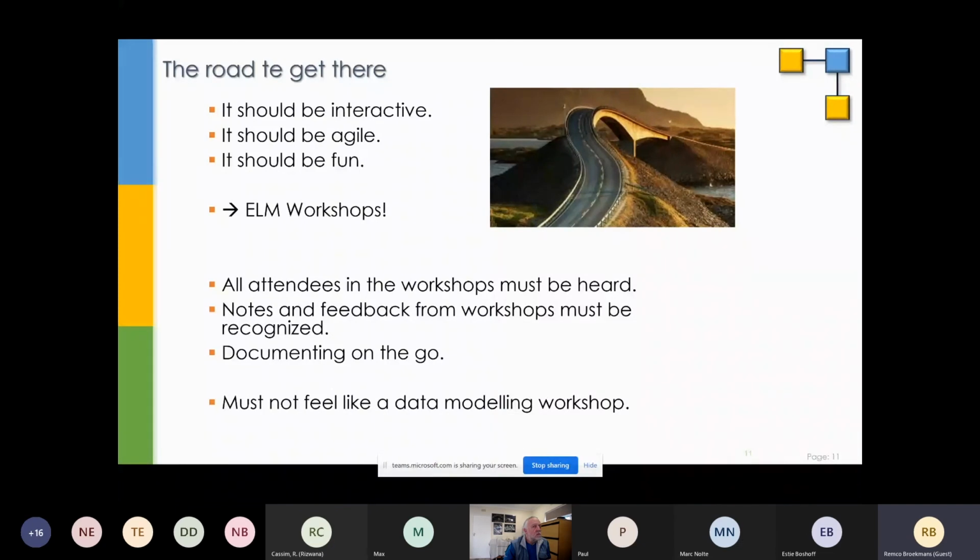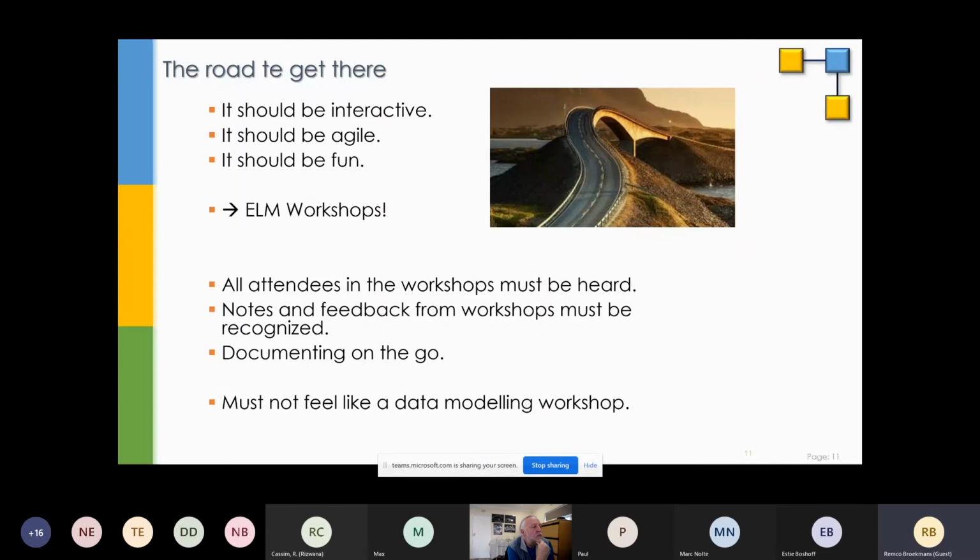A data modeler is not a person who should be sitting in a small shed, like I am at the moment, on his own and not talking to other people, and just after a couple of days, weeks, months of hard work, here's your data model. Absolutely not. It's interactive. We should do agile. It should be fun. And that's why we have ELM workshops. The workshop we do is together with business people, and what we want is that everybody in the workshop must be heard.